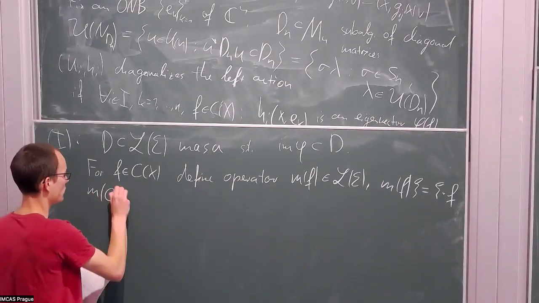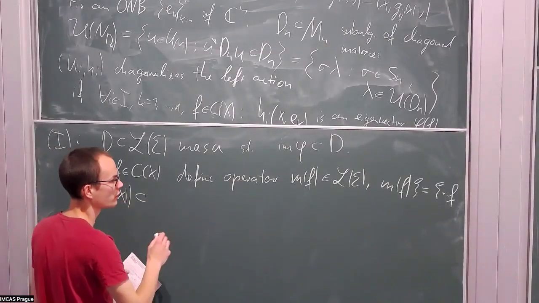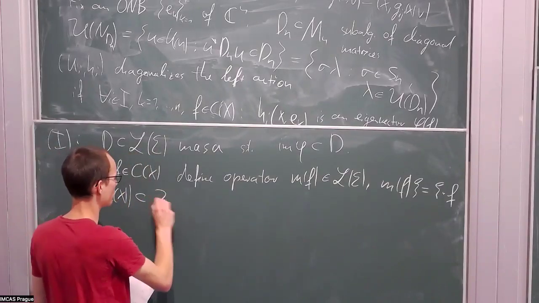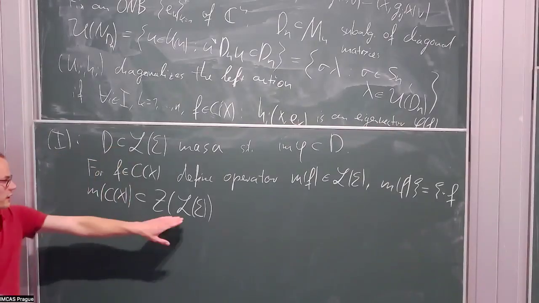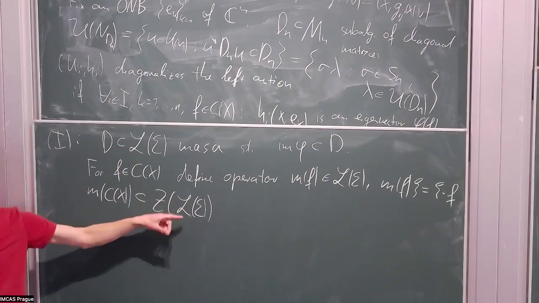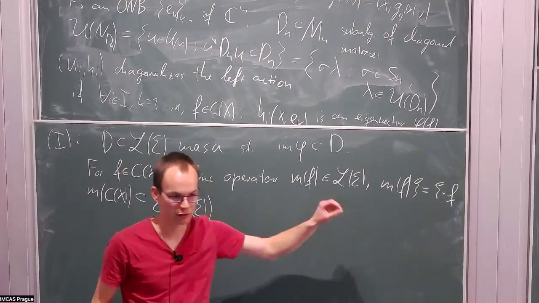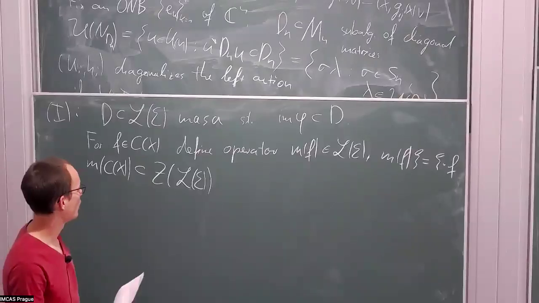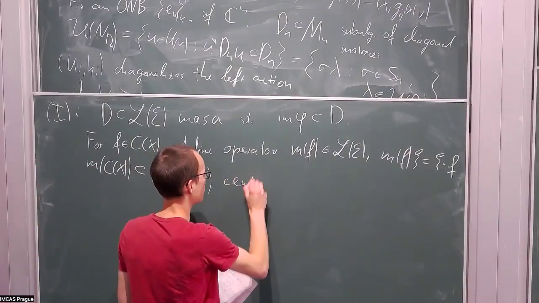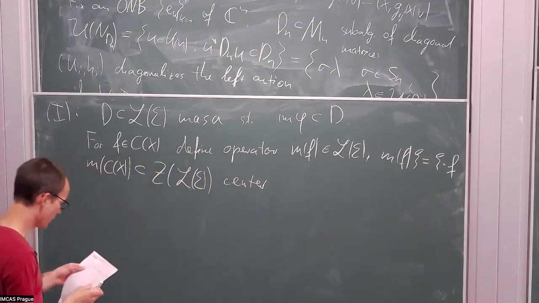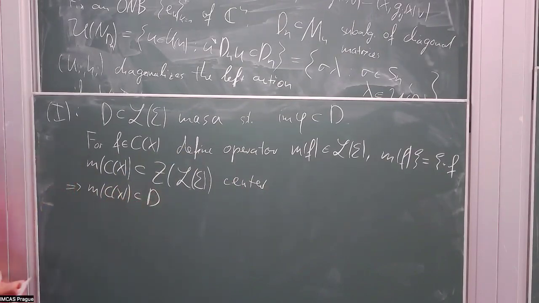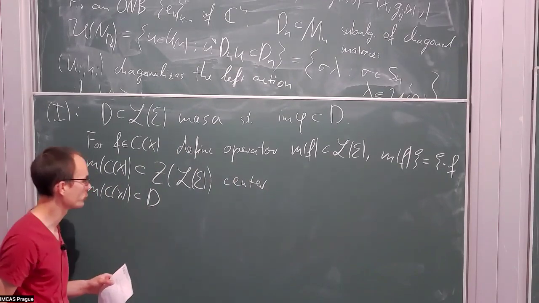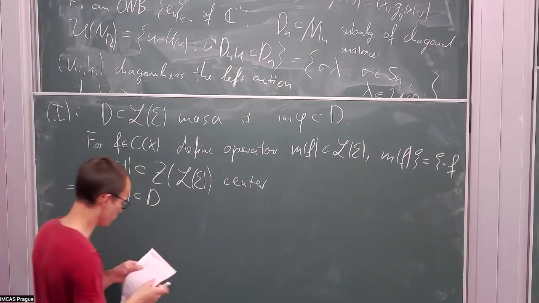Note that the image of this map is contained in the center of L(E), because by definition elements of L(E) are C(X)-linear. So of course they commute with any such operator by definition. So this is supposed to be the center of L(E), which implies that this image is contained in D, in our masa, because it's maximal abelian. So if I commute with everything, I in particular commute with everything in D, which means that I need to be contained in D.